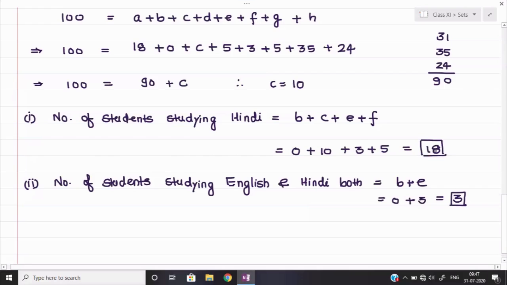Okay, so this way we can complete the whole question. It was lengthy, but this kind of question may come for 6 marks in the examination. Now let us start the next question over here, question number 14.